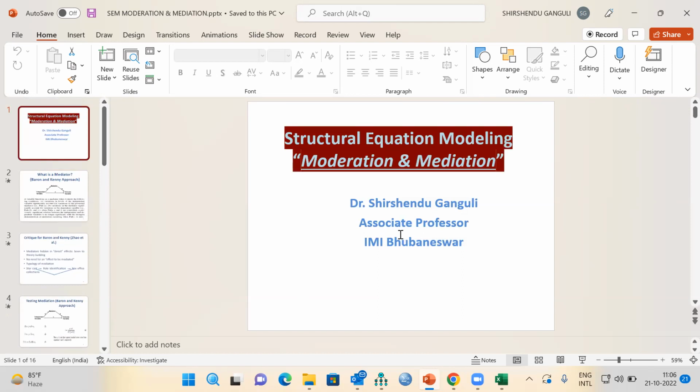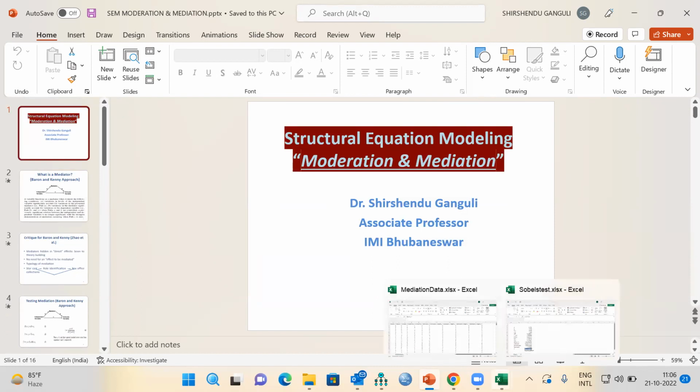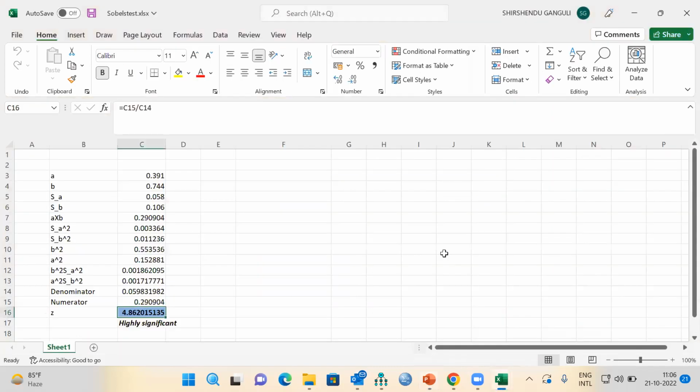Sir, in Sobel's test, the result value is 4.8620, sir. So how are you saying it's highly significant? Is there any range of values? This chart, it is significant. Okay, sir. Is there any range for this value? Generally, if it is above 2, it will be highly significant.